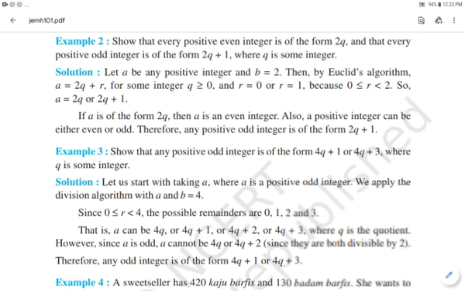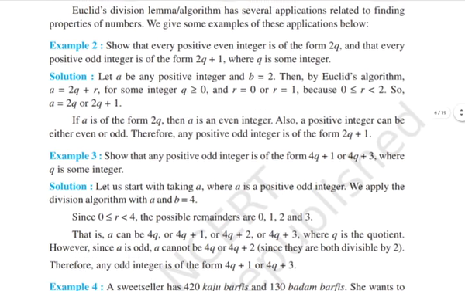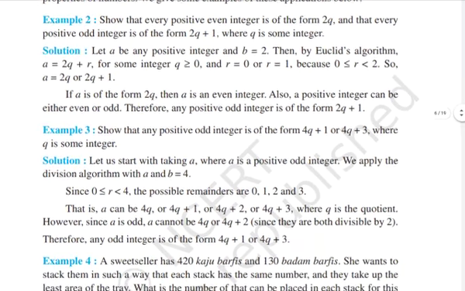Understand? So if A is in the form 2q then A is an even integer. Also a positive integer can either be even or odd. Therefore any positive odd integer is of the form 2q plus 1. Okay, so this is what they have said. So இவ்வளோதான் இந்த sum, ரொம்ப easy.